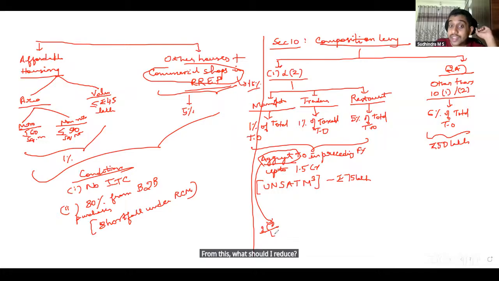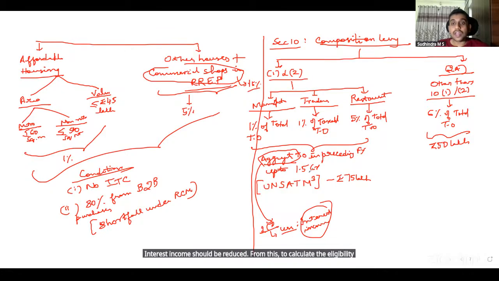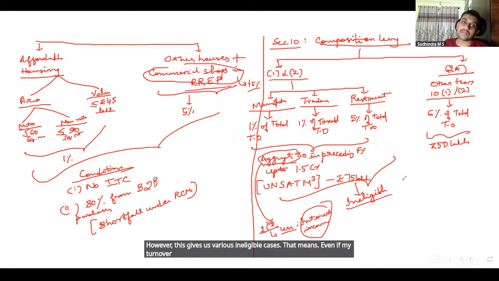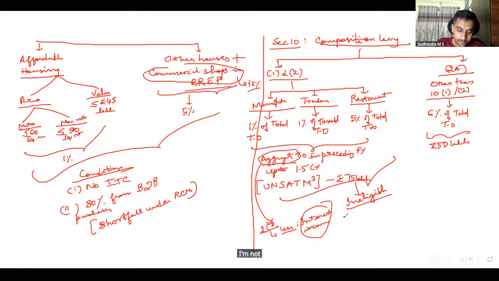Interest income. Very good. Interest income should be reduced from this to calculate the eligibility. However, this gives us various ineligible cases. That means even if my turnover is within that threshold limit, I'm not eligible for composition levy.